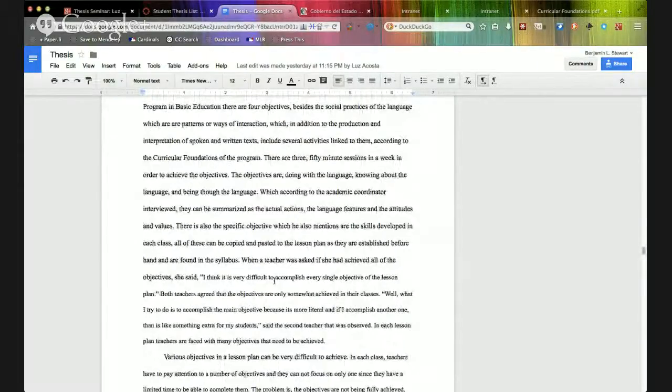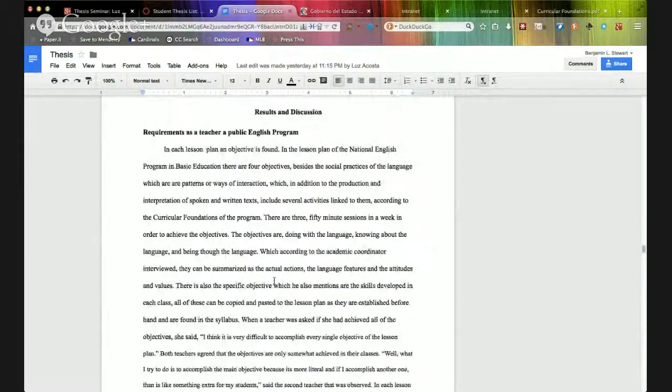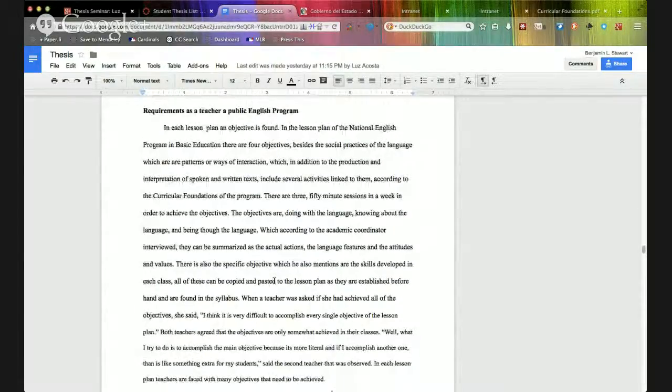So in the first paragraph, you're talking about the lesson plan, you're talking about the program itself, you're talking about your interview with the academic coordinator. Now, when you say that the academic coordinator interview summarizes the actual language features and attitudes of value.